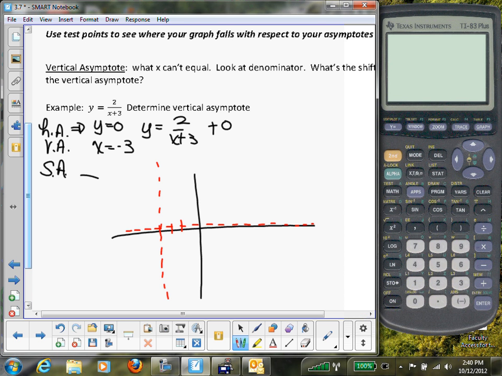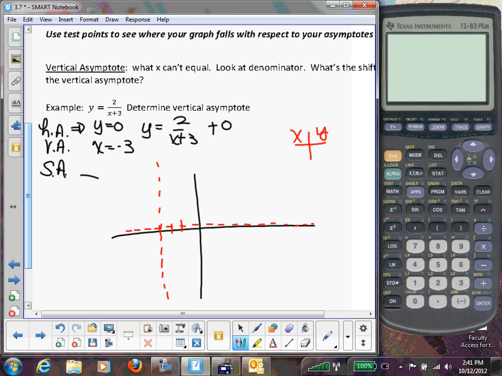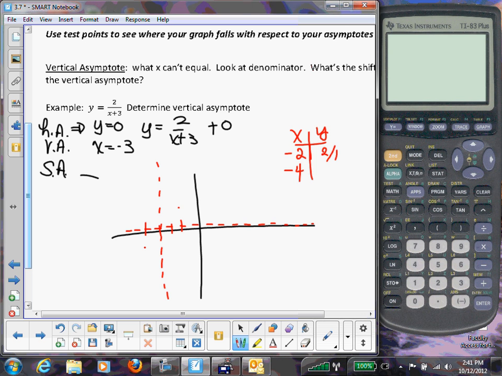All right, so let's see where our graph is going to fall by doing some test points. Look at your vertical asymptote. Pick a value to the right of that and pick a value to the left. In our mind, we know that it's probably going to be here and here because we haven't reflected or done anything to it. We don't have a negative sign. So a value to the left might be negative 2 for x, and a value to the right might be negative 4 for x. At negative 2, I'm going to get 2 over 1, which is 2.